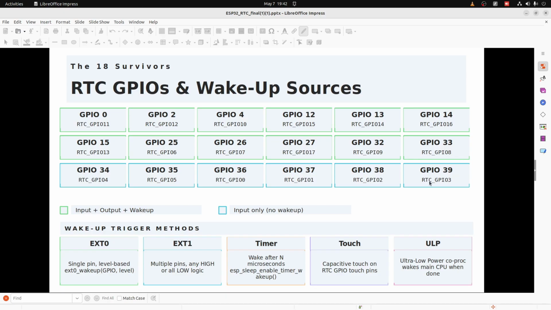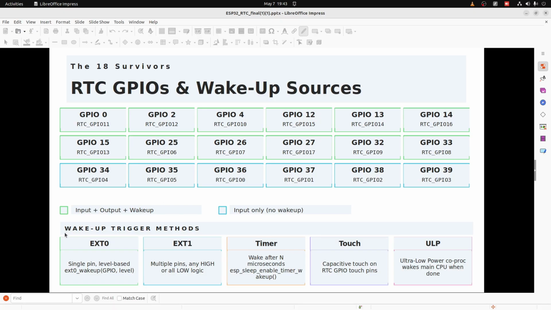But pay close attention to the color coding here. The ones marked as input plus output plus wake up, those are the fully capable RTC GPIOs. You can read from them, write to them and use them as wake up sources. The ones marked as input only, those are the GPIO 34 through 39. These are input only pins. They have no internal pull up or pull down registers and they cannot trigger EXT0 or EXT1 wake up. Keep this in mind.